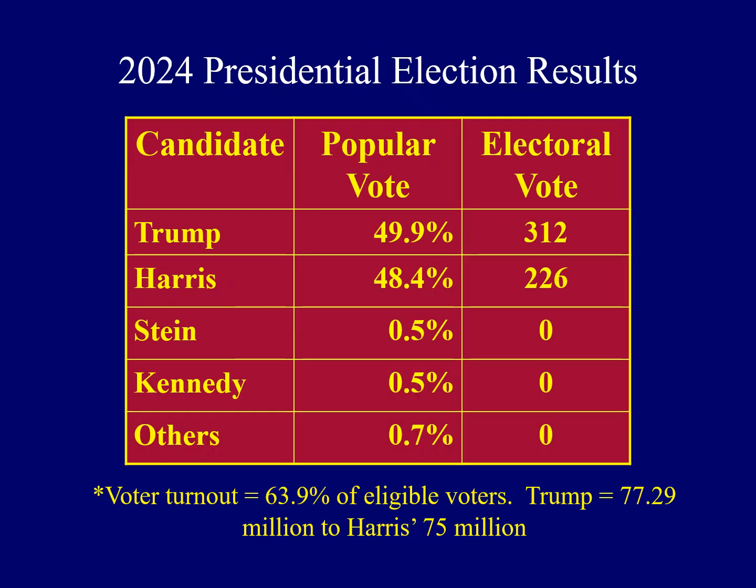Data here shows the national results from the 2024 election. Donald Trump won 312 electoral votes, and in the popular vote, he was just under 50% at 49.9%. Harris won 226 electoral votes. You can see that some third-party candidates also won some popular votes, but none won a state, therefore they didn't win any electoral votes. Voter turnout was pretty high at nearly 64%. Donald Trump won over 77 million votes to Harris's 75 million.